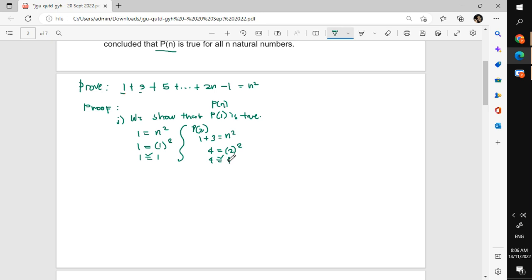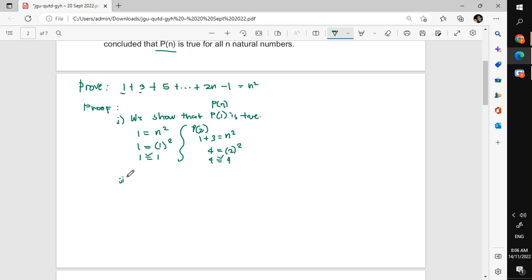So we can use P of 4, P of 5, P of 6, P of 7. But take note, we have an infinite set of numbers. So it will take a lot of time for us to prove that the entire left side is equal to the right side. That's why we have the inductive step. So we will proceed to the inductive step.